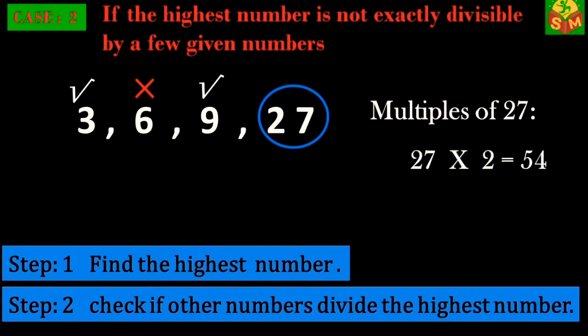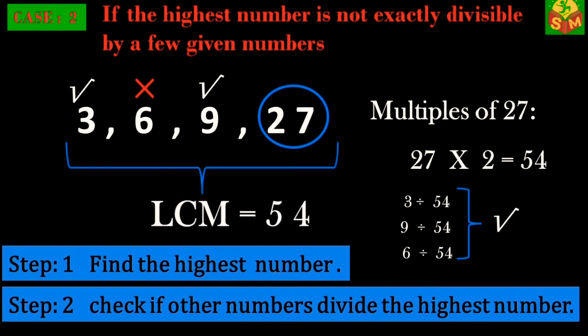Now we will take multiples of 27. 27 times 2 gives us 54. Now check if all the numbers divide 54. 3 divides 54, 9 divides 54 and even 6 divides 54. Since all the numbers divide 54, therefore 54 is the LCM of all the given numbers.